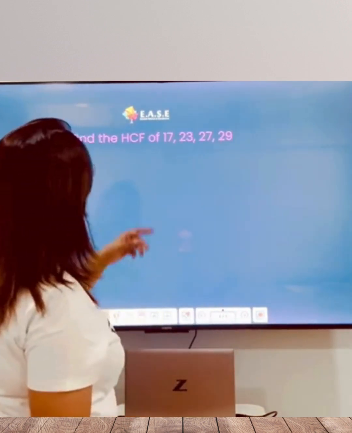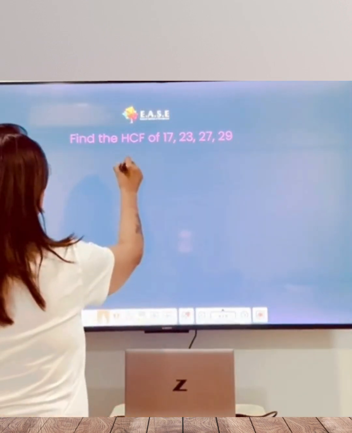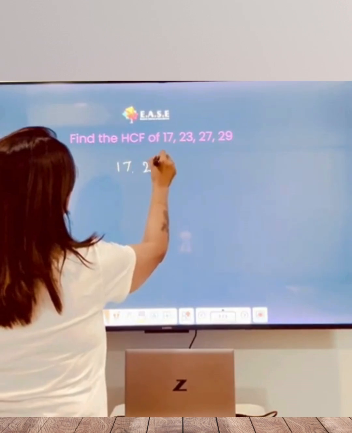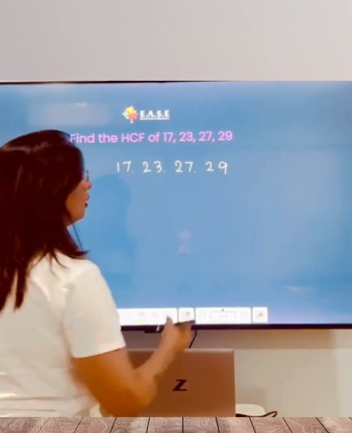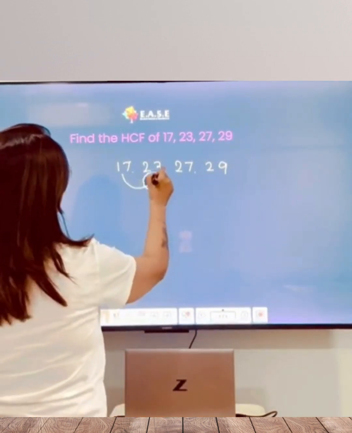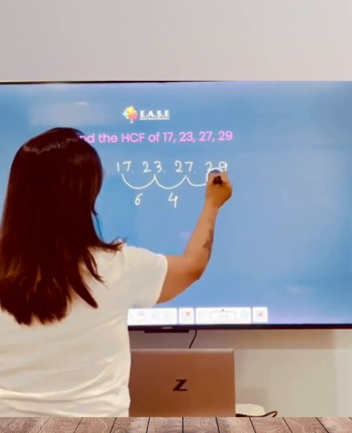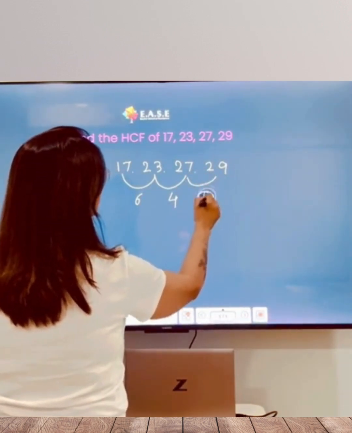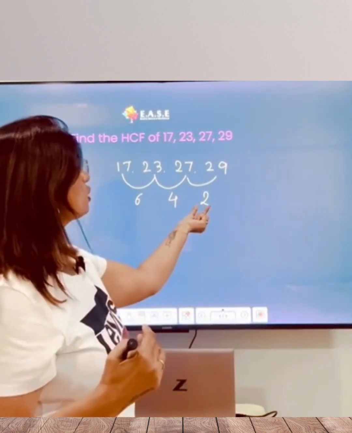Let's see another question. This time we have given 4 numbers. So let's take 17, 23, 27 and 29. We are again going to go by the difference method. So let us see. The difference is 6. This difference is 4. And this difference is 2. Now we have to pick up the smallest difference, correct? Difference 2 is the smallest difference.